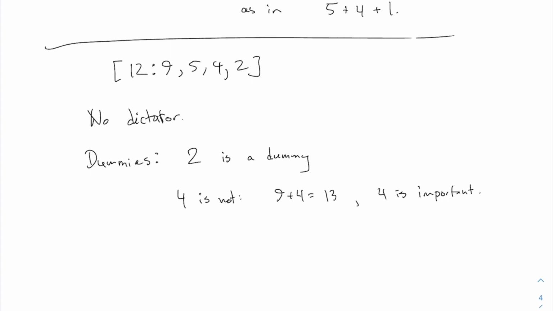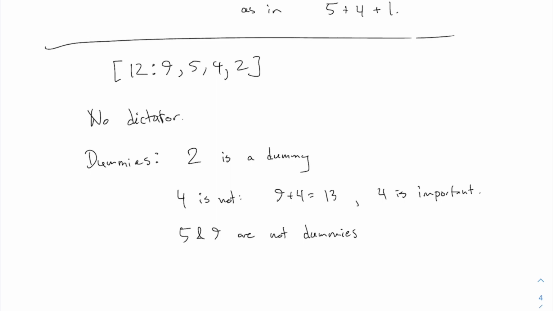And then also, 5 and 9 are not dummies. Certainly, if the 4 is strong enough to make a difference, then definitely the 5 and the 9 are also strong enough to make a difference because they are more than 4. All right. So 2 is the only dummy in this scenario. All right?